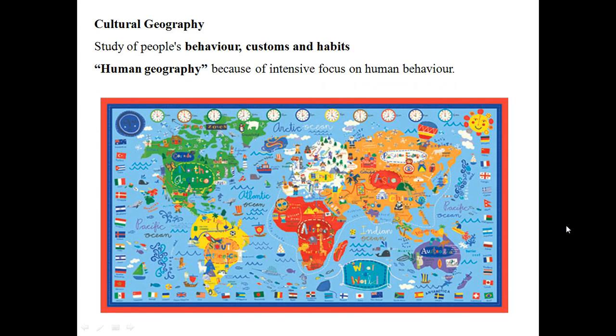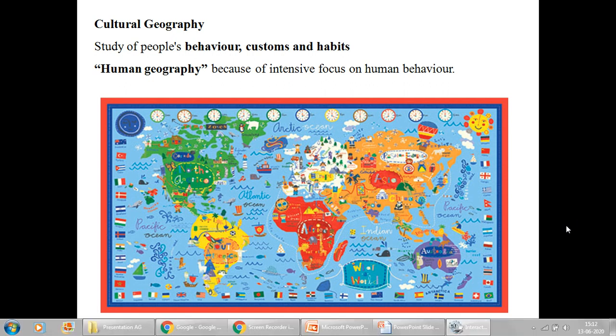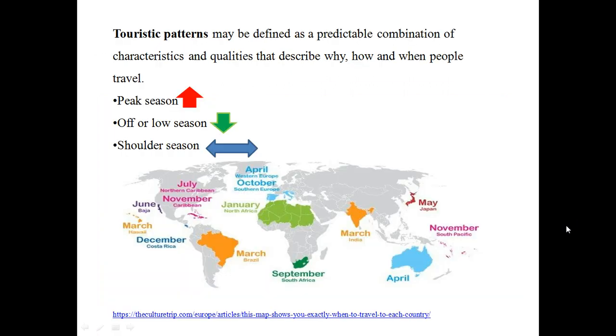The next one is your cultural geography. Cultural geography is nothing but the study of behavior, the customs, the habits, the traditions of the people in a particular location. Now, this cultural geography can also be called human geography because it gives more importance to human behavior.